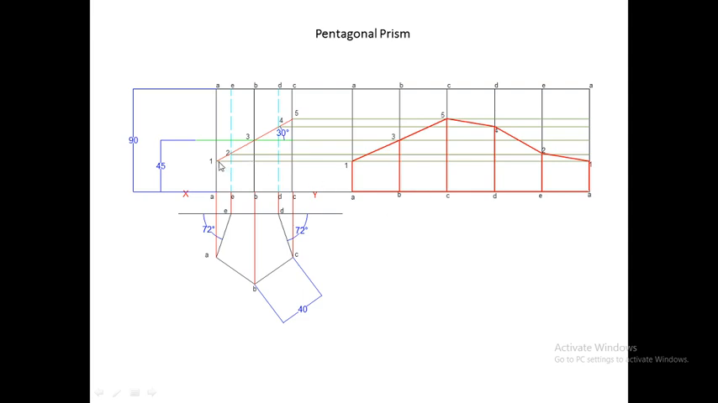Also in the front view, the portion lying below, that is 1 to A to C, and C to 5, that is this portion on the lower side, should be dark. The edge 3 to B should also be dark, whereas all the edges on the upper side as well as these lines should be light. And finally in the top view, this pentagonal prism should be dark, or we can say that this pentagon should be dark. So finally we have completed the development of the pentagonal prism. Thank you.